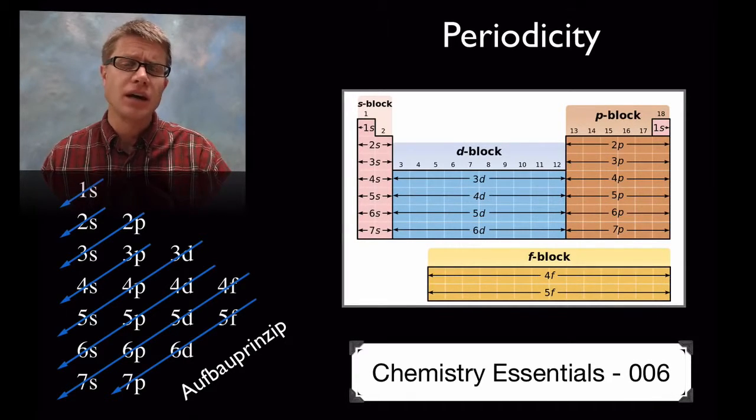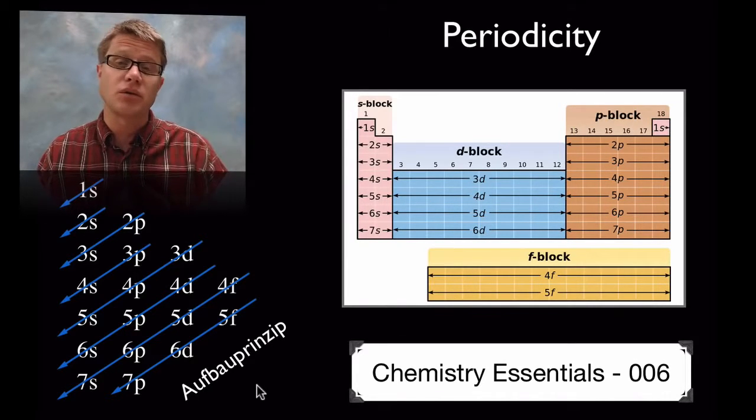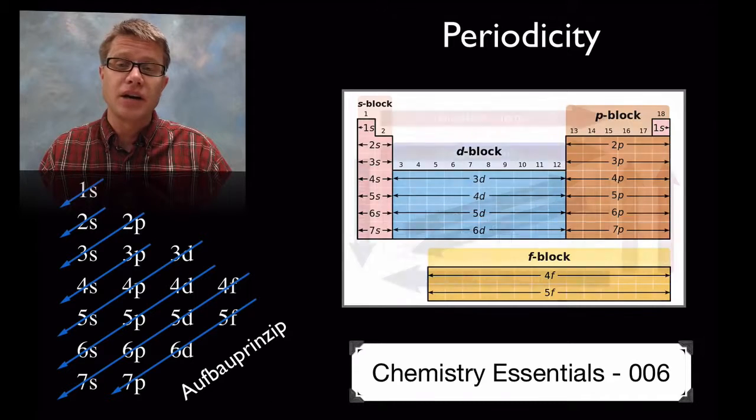Now, what determines that is going to be electron configuration, and we can figure that out using the Aufbau principle, which is actually German, and it means the principle of building up. So we're building up from lower to higher energy levels.